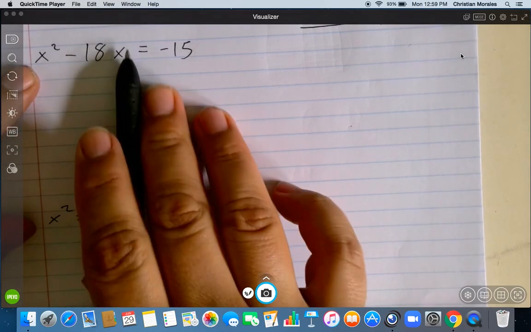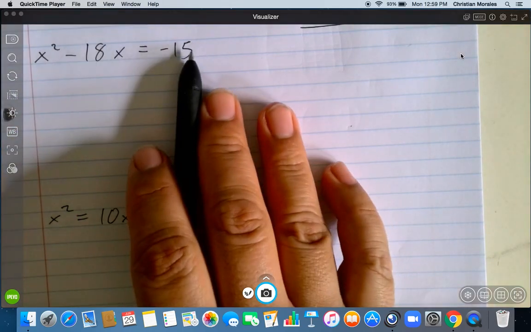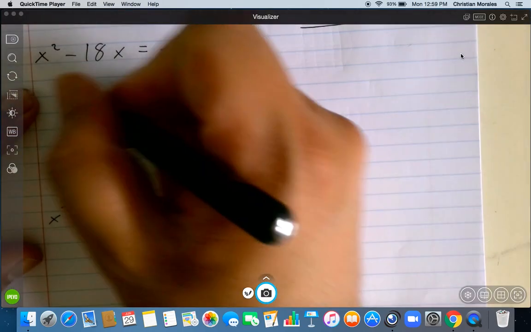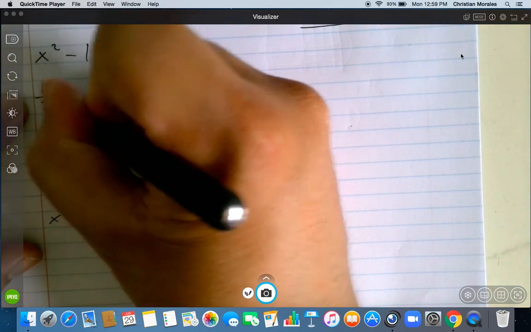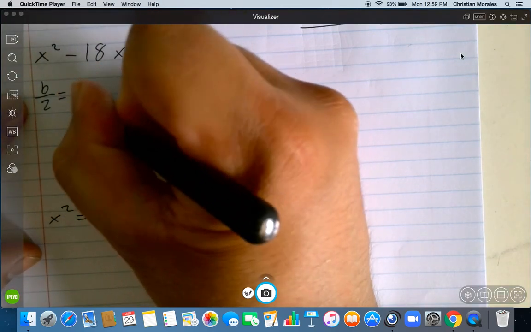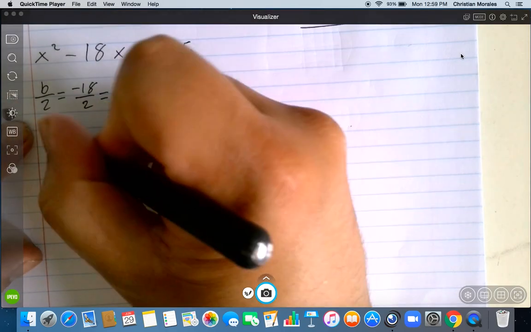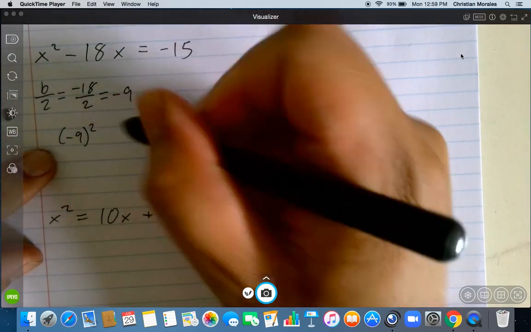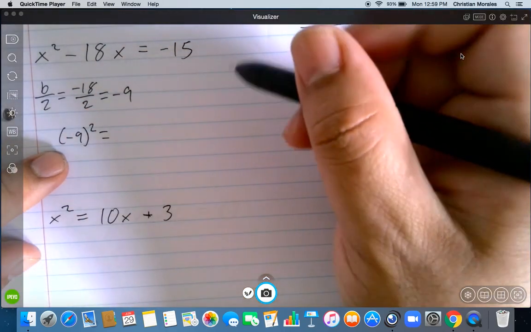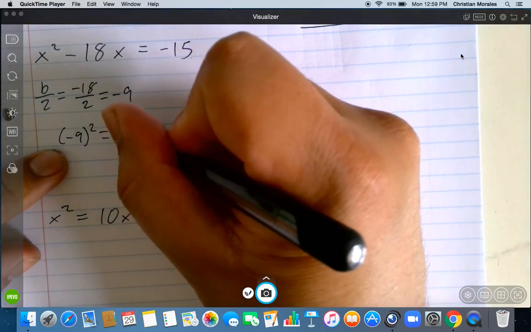Here, the c is already moved, so you don't have to worry about that. What we have to do is take the middle term, split it in half. So take negative 18, split it in half, we get negative 9. Okay, take negative 9 and square it. Negative 9 times negative 9 is 81.